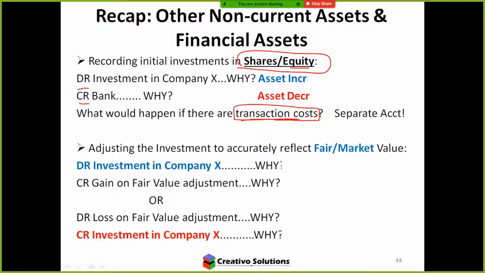Would it not be an expense though? Yes, very good. Okay, so it is separate and it is an expense. So what would you do? I would debit expense and credit bank. Yes, credit bank, but be more specific. Expense is very broad. Transaction cost maybe. Yes, there we go. Good.